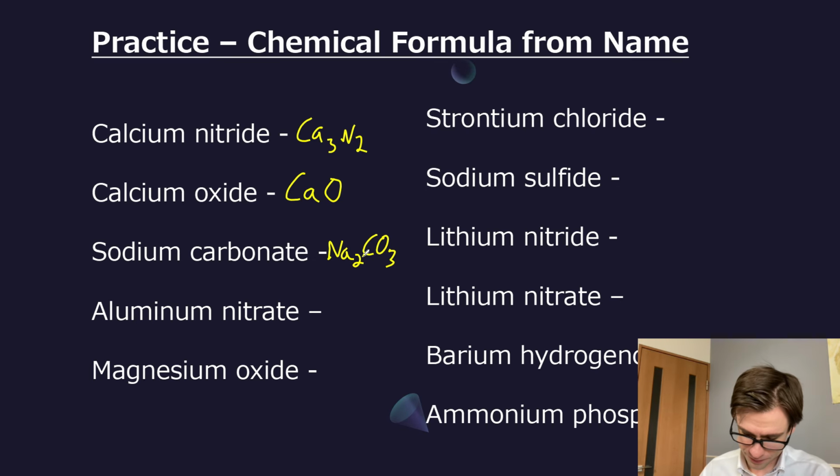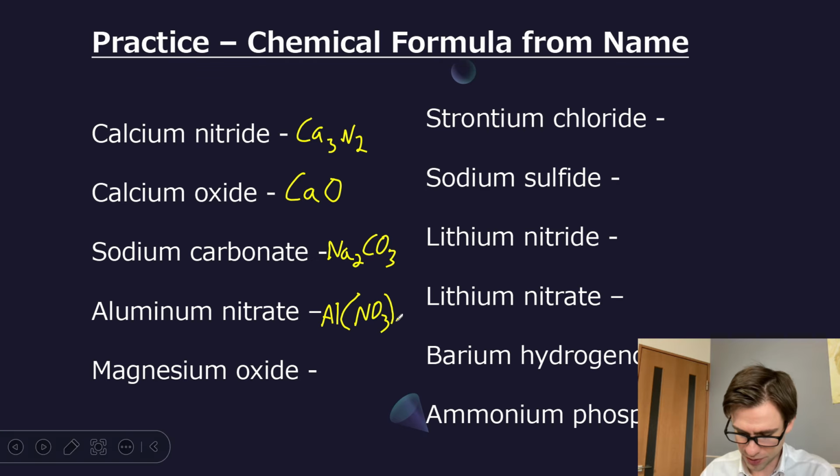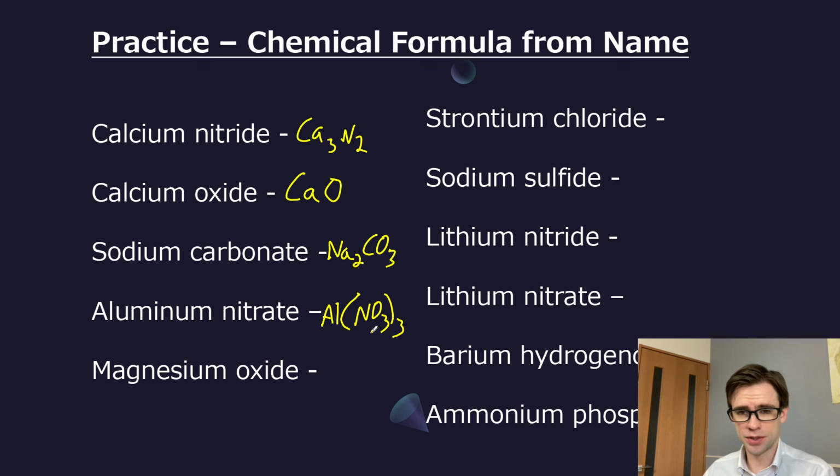Aluminum nitrate. Aluminum will usually go 3 plus. Nitrate is 1 minus charge, so we're going to actually need 3 nitrates. And when we have 2 or 3 or 4 or whatever number of polyatomic ions, write it in a bracket. NO3 in brackets, and we're going to need a 3 subscript on those brackets. This is just a clear, nice way of showing that you have a polyatomic ion in multiple numbers.